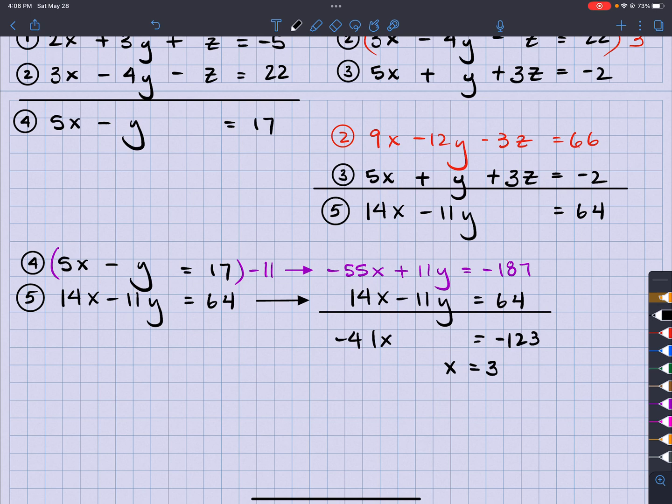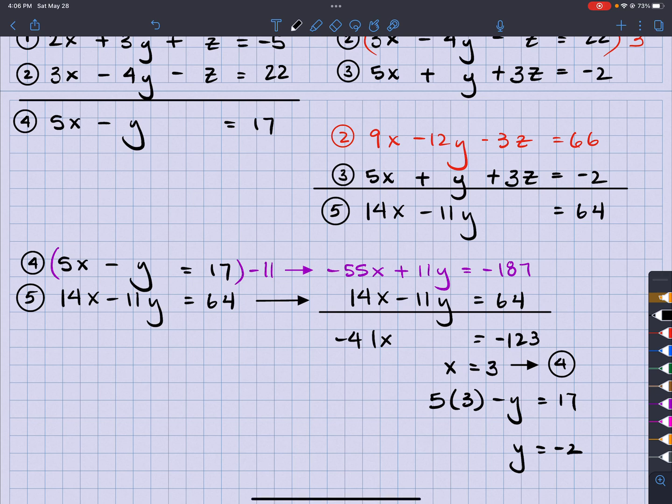Since that gives me a positive 3 for x, great. Now I get to plug it into either equation 4 or equation 5. I'm going to plug it into equation 4. So I'm going to have 5 times 3 minus y equals 17. That's going to give me 15. Bring it over, it'll be 2. So y is going to give me a negative 2.